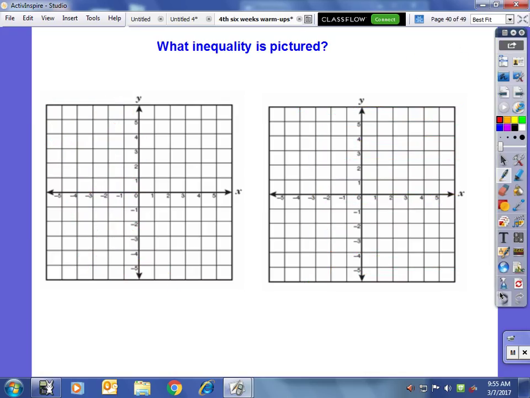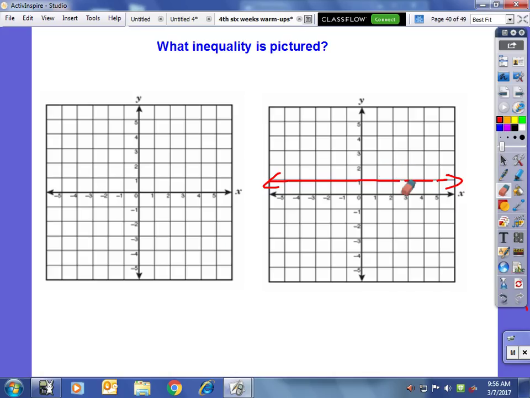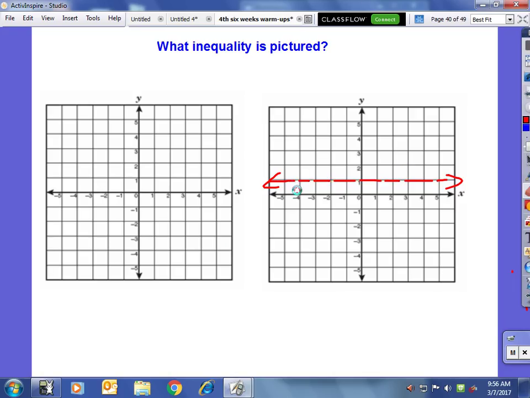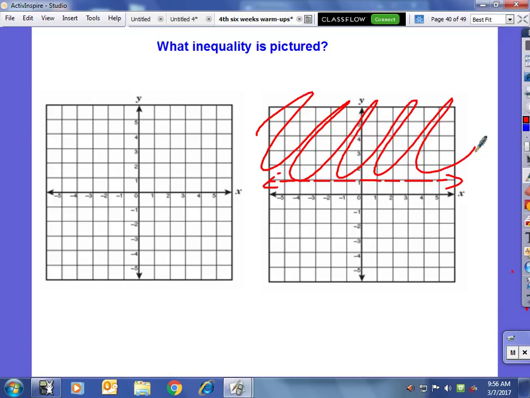Okay, what if we did just one that was horizontal? Oh, wait, let me make it, hold on a second. Let me make it dashed. And I'm going to shade this section. Yeah, now it's just a flat line. The line itself would be y equals 1, but I dashed it, so we can't say equals. And then I shaded above. It's real easy to see with completely flat.